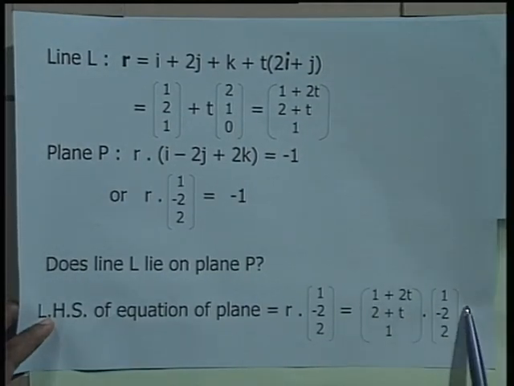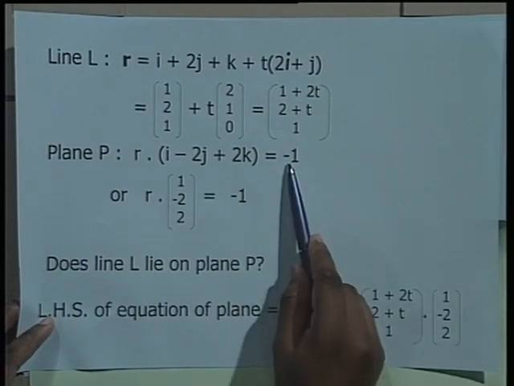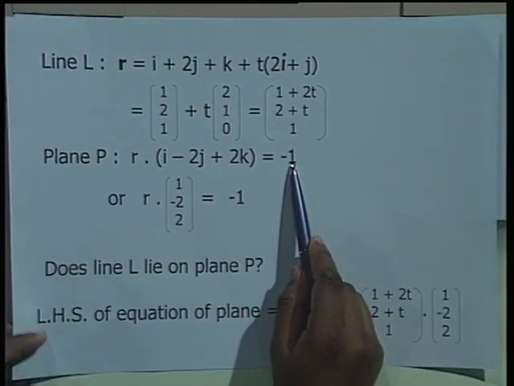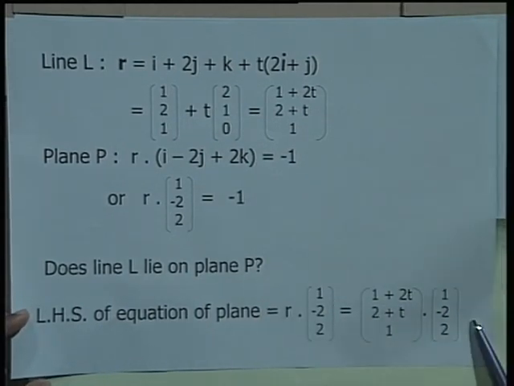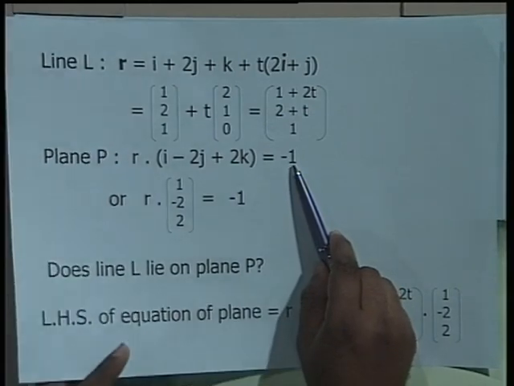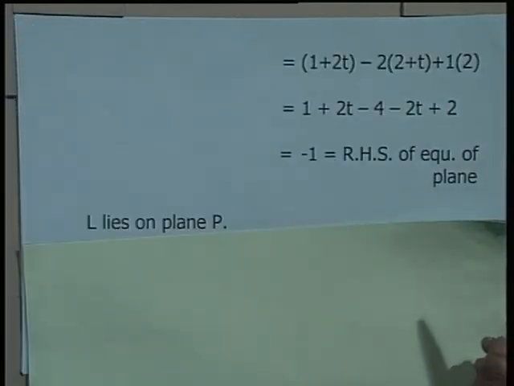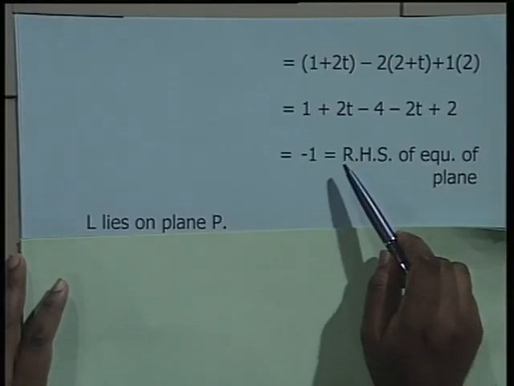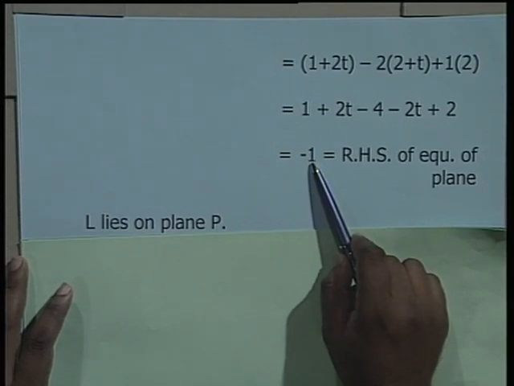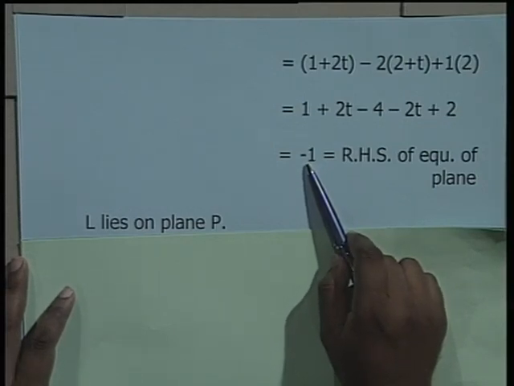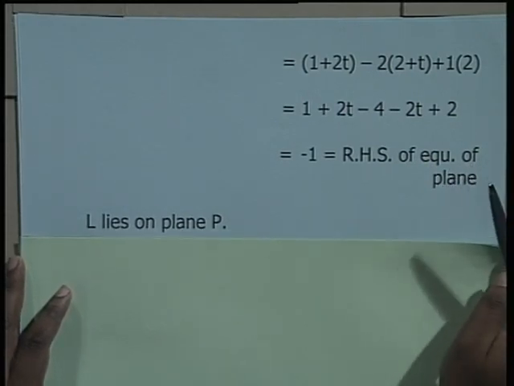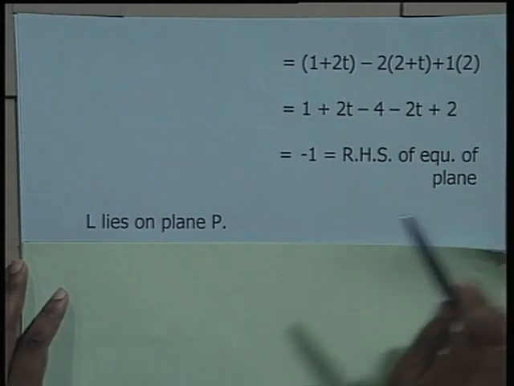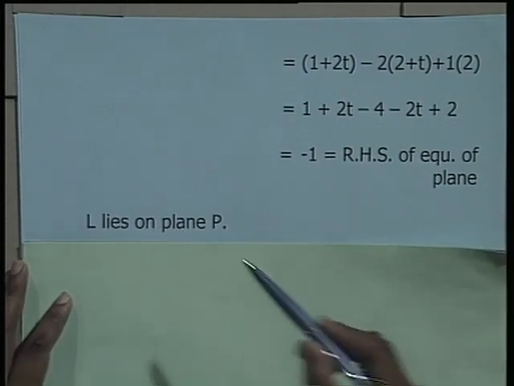Of course, if the result of this dot product is minus 1, which is the right-hand side of the equation of the plane, we'll immediately conclude that the line lies on the plane. If the result of this dot product is not minus 1, then we'll conclude that the line doesn't lie on the plane. In fact, carrying out the dot product, we found that yes, the dot product has a value of minus 1, which is equal to the right-hand side of the equation of the plane. And this leads us to conclude that L lies on the plane.